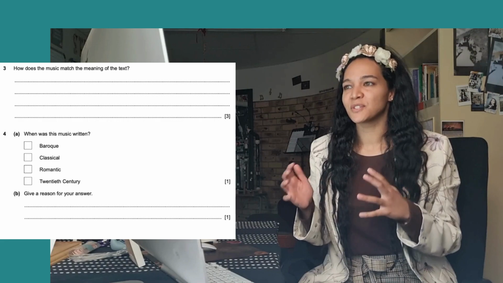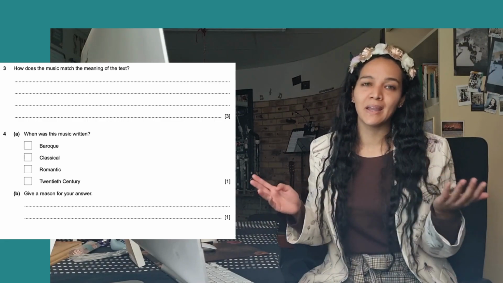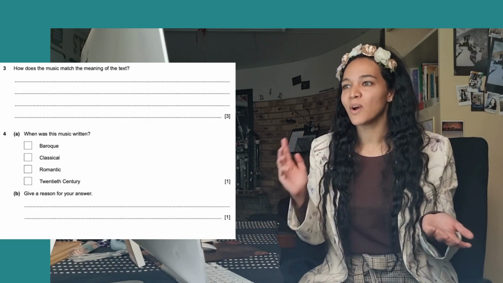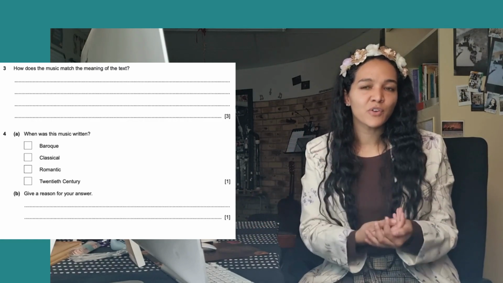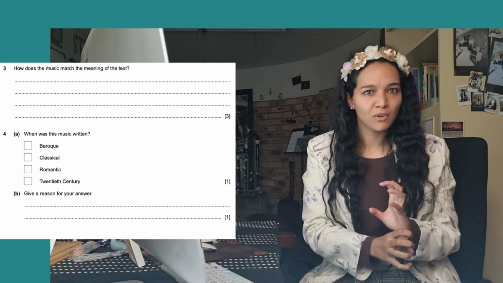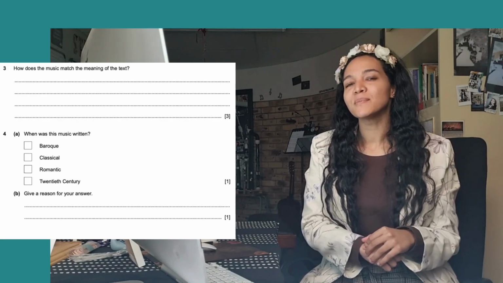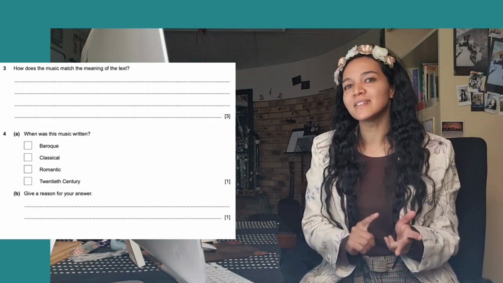Then the last 2 questions, when was this music written? So we are given now 4 subgenres of the main music time periods. So Baroque, Classical, Romantic, or 20th century. Of course, we know that we're dealing with a 20th century piece. We don't necessarily have to go into the subgenre of 20th century here, but the extract will make it clear that it's not Baroque, it's not Classical, it's not Romantic.